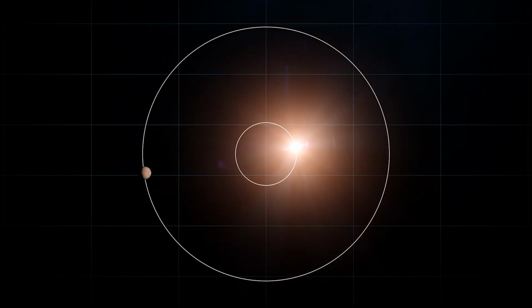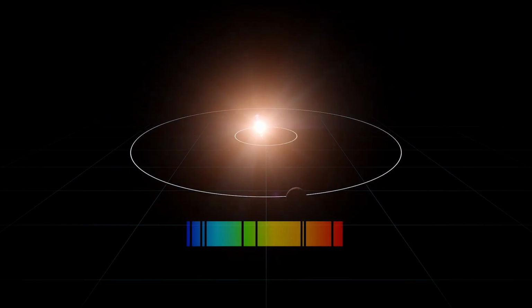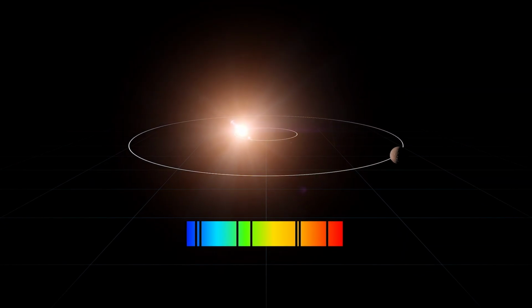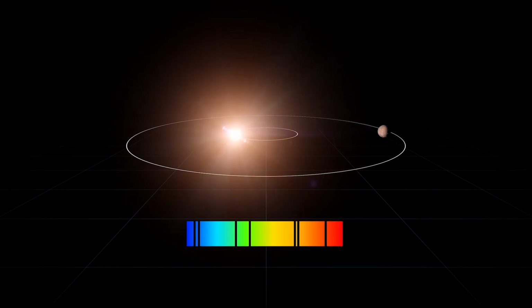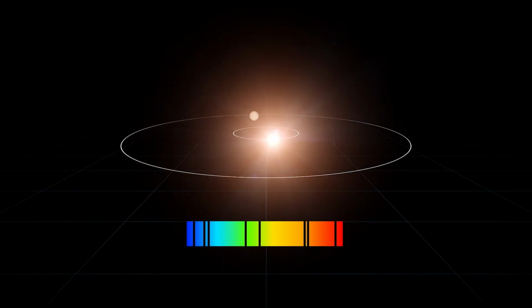When that star moves slightly towards us, its light shifts towards shorter wavelengths. And when it moves away, the light shifts towards longer wavelengths. This repeating motion is what we refer to as Doppler shifting, and it tells us that the star is wobbling, and that wobble can reveal the planet's mass and its orbit.